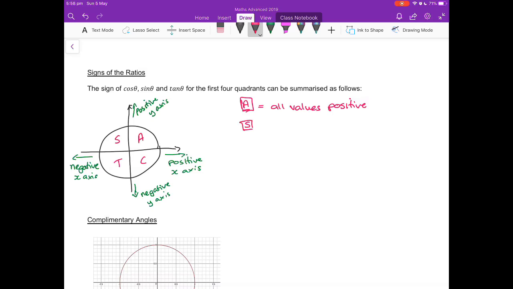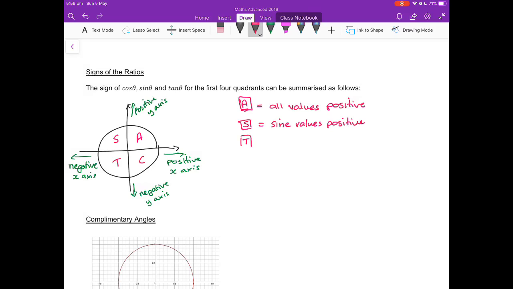Moving on in our anti-clockwise direction again, we've got to the S. Now, the S is going to stand for sine. And in this particular quadrant, sine values are positive. This just means that because the y-axis, which is our sine axis, for want of a better way of saying it, is positive, all our sine values will be positive. The x-axis is negative. So that means we've got two opposite signs, can't have positive outcomes with that.